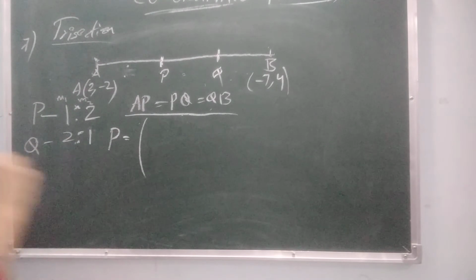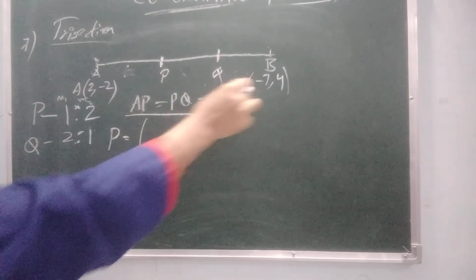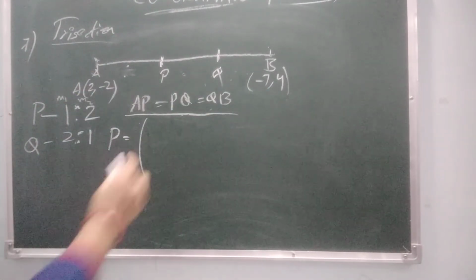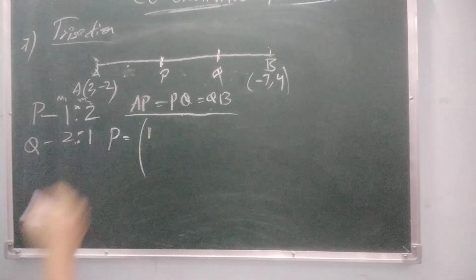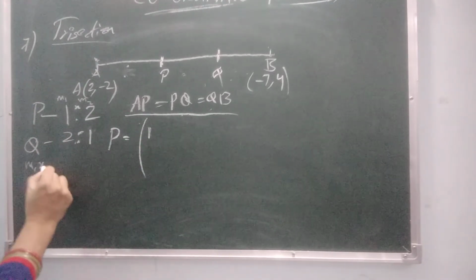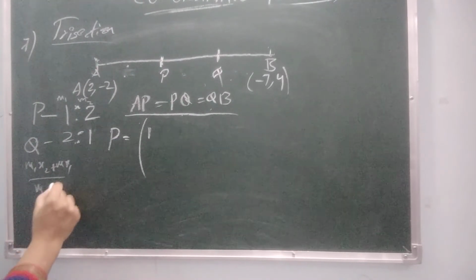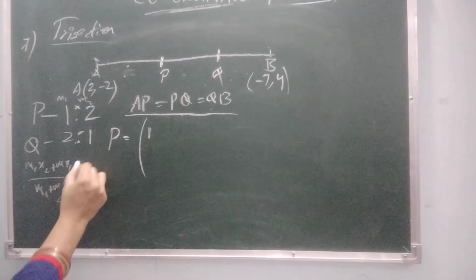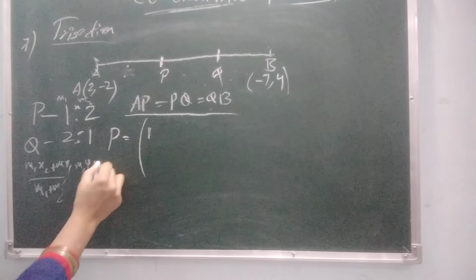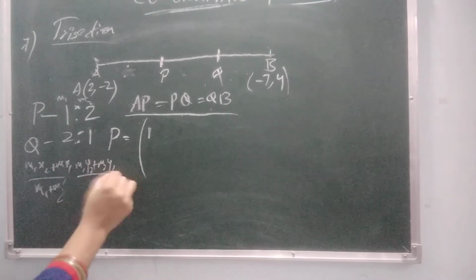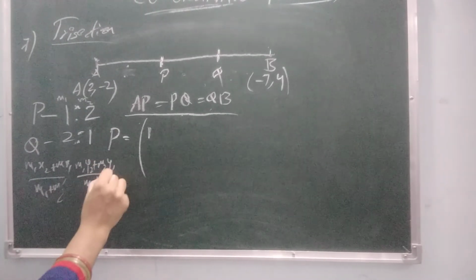So m1 and m2, x1 here, y1 here, x2, y2 here. Please put into the section formula. That is (m1 x2 plus m2 x1) by (m1 plus m2), comma, (m1 y2 plus m2 y1) by (m1 plus m2).